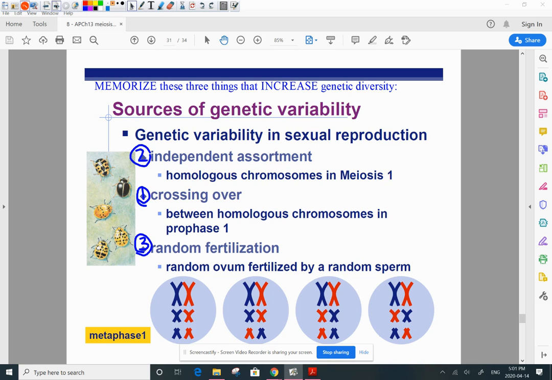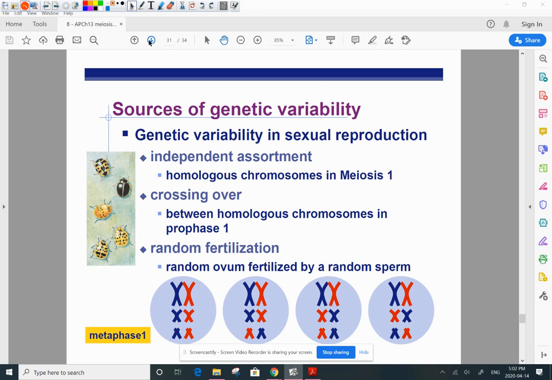So here are these 3 things. This is the last time I'm going through it: increased genetic diversity. Crossing over occurs in prophase 1 between the homologs, and independent assortment happens in meiosis 1, producing the different alignment of paternal and maternal chromosomes. And then that third one we just mentioned, not in any stage of meiosis, that's after meiosis has occurred, is random fertilization, where an egg, or ovum, is going to be fertilized by a random sperm.